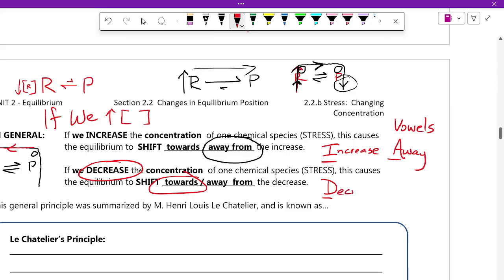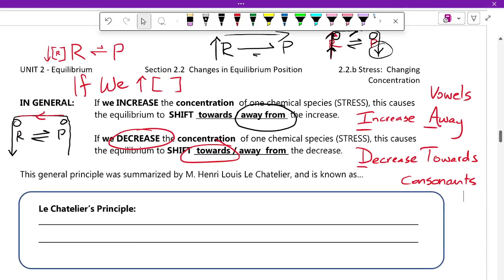Decrease and towards are both consonants. Although because I've underlined the T, it now looks like an I, so I'm going to undo that underline. They're both consonants, and so it shifts towards a decrease. And in fact, I should have written it away from an increase and towards a decrease, because increase away just grammatically is weird, but that's okay.